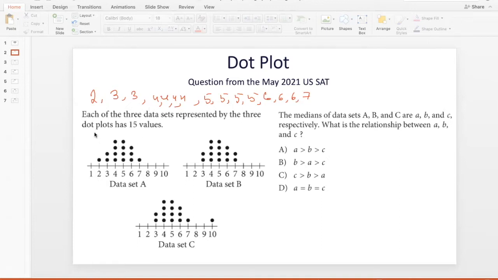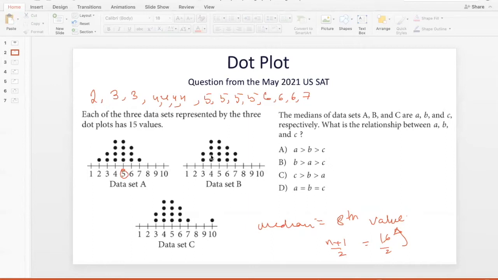Now, for a set of 15 values, the median would be the 8th value, because 15 is an odd number. So n plus 1 by 2, which is 16 by 2. So the 8th value. What is the 8th value for data set A? It is 1, 2, 3, 4, 5, 6, 7, 8. So that's 5. What is the 8th value for data set B?